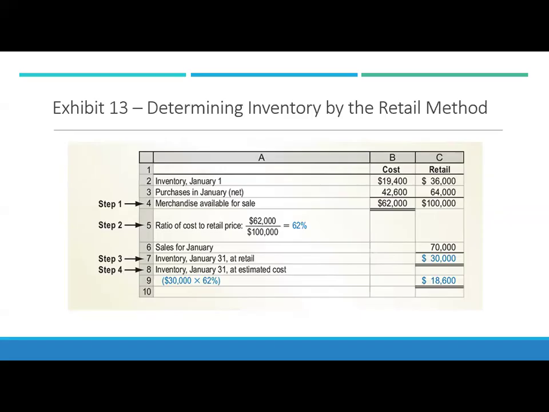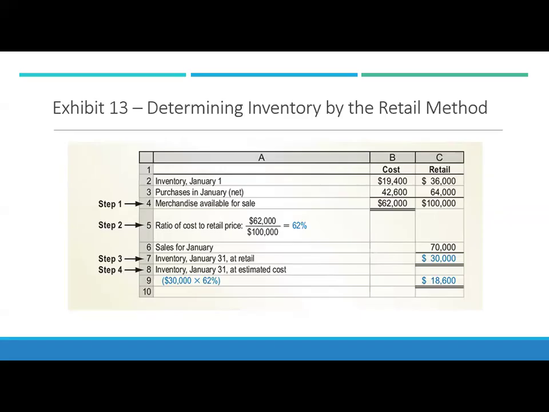And that's not the exact markup, but it's correlated, right? Like that's the markup on our inventory. And so we know we had 70,000 in sales. And so we take 100,000 in merchandise available for sale at retail, minus the 70,000 in sales, we get $30,000 in inventory at retail that's left over. And then we have $18,600 in ending inventory because we take 30,000 times 62%, and we get 18,600.